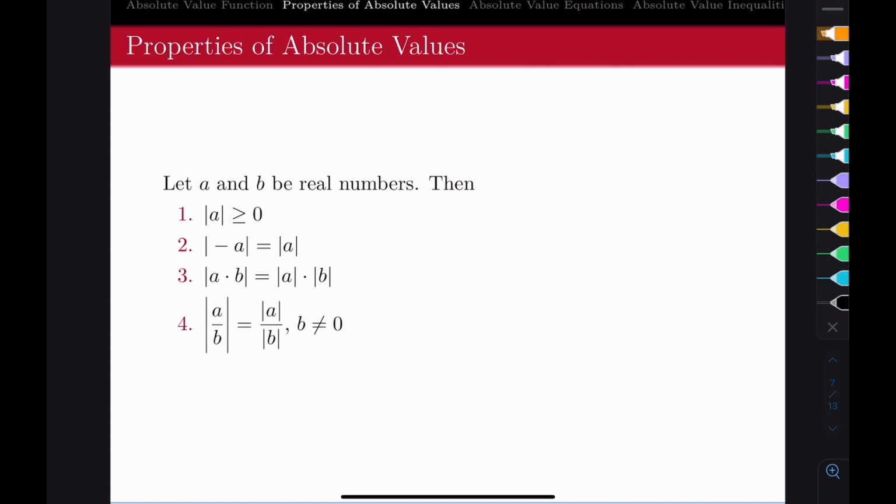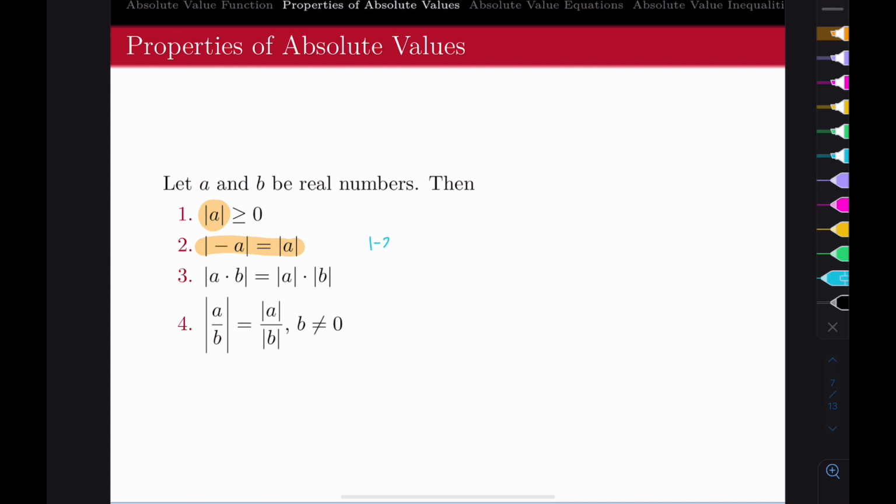So our first property is whenever you take the absolute value of any real number, it's always going to result in something that's greater than or equal to 0. I'm never going to take the absolute value of something and have it equal -1. It's not going to work out. Then in the same kind of manner, if I take the absolute value of a negative number, it's exactly the same thing as the absolute value of a positive number.